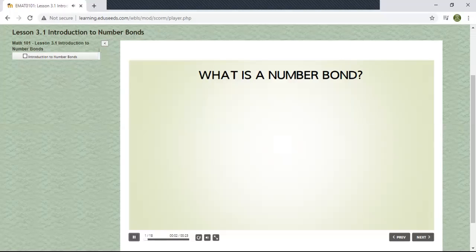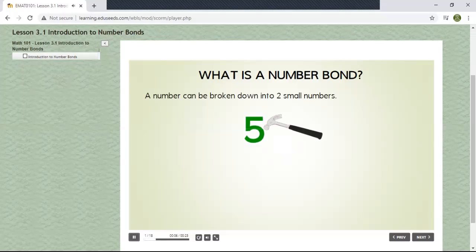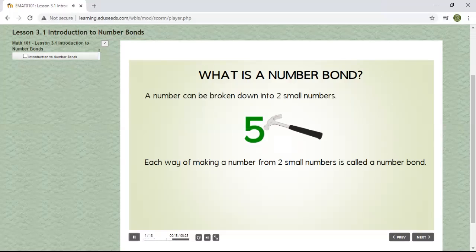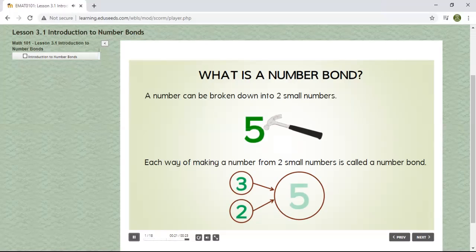A number bond. A number can be broken down into two small numbers. Each way of making a number from two small numbers is called a number bond. We can use a bubble diagram to show how the two small numbers make a large number.